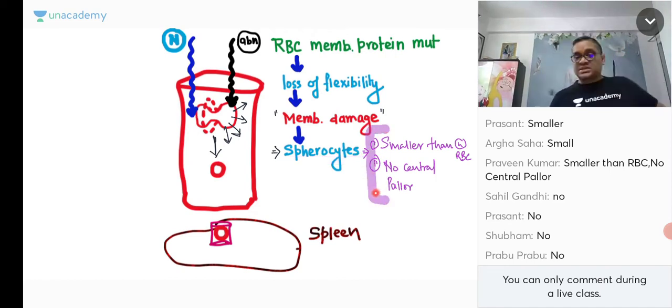Now you understood why I was emphasizing yesterday. Normal RBC will be of equal size to the lymphocyte, 8 micron, 8 micron. So now you understand that these are smaller than the lymphocyte. Understood? And there will be no central pallor because of the spherical shape. Clear? So now what RBC has been found here? Spherocyte.